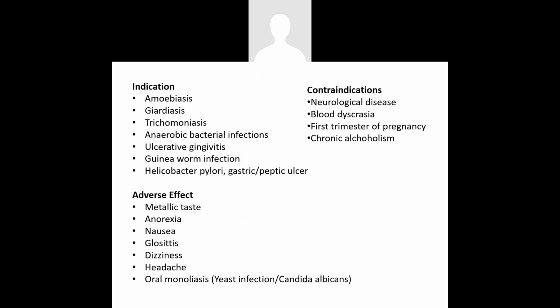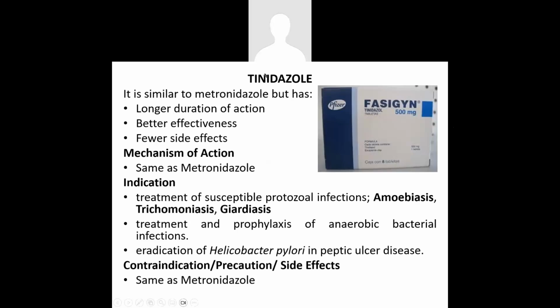The side effects include oral moniliasis, metallic taste, nausea, vomiting, anorexia. For the contraindications, it is contraindicated in neurological disease, blood dyscrasias, and in the first trimester of pregnancy it should be used with caution, and some references note it is not preferred to be used. Also, for chronic alcoholism, it's contraindicated or used with certain cautions. This is for metronidazole.